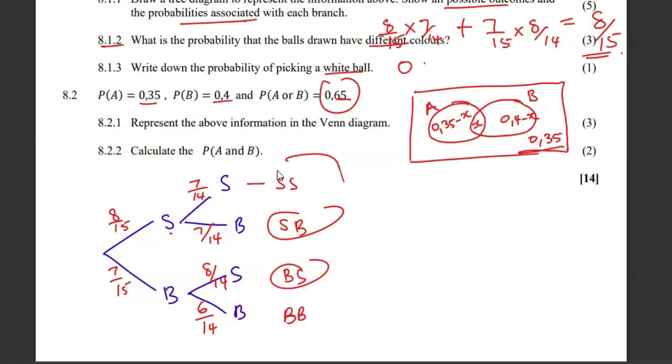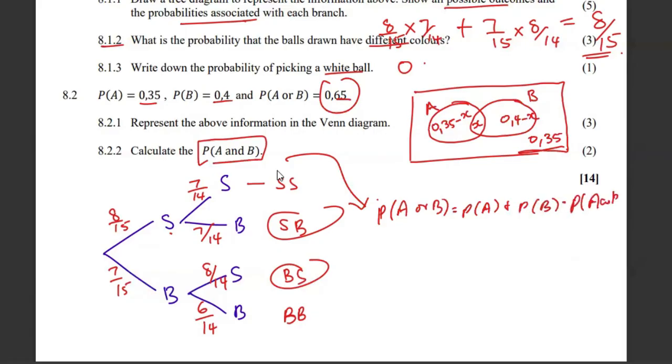Then they want us to get the intersection, the A and B. We can use the rule or the formula: the probability of A or B is equivalent to the probability of A plus the probability of B minus the probability of A and B. So A or B is a 0.65. The A was a 0.3, the B was a 0.4, the intersection was a 0.65. So this becomes a 0.7.